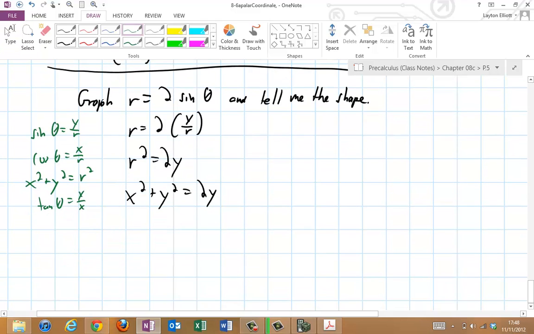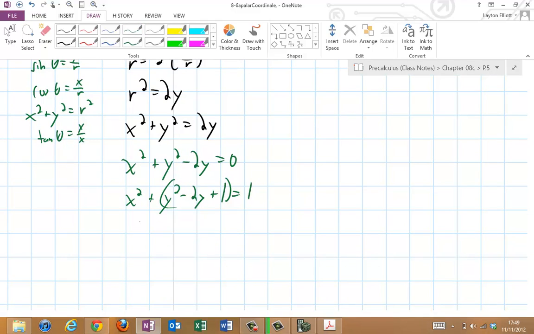Well, if I look at this, we have an x squared plus a y squared. Regardless of what the 2y is doing, that is a shape we have done. That's a circle. As we go back to the first part of the semester, I have x squared plus y squared minus 2y equals 0. And then I add 1 to both sides: x squared plus y squared minus 2y plus 1 equals 1. I added 1 so I could make that become a perfect square. So (y minus 1) squared equals 1.